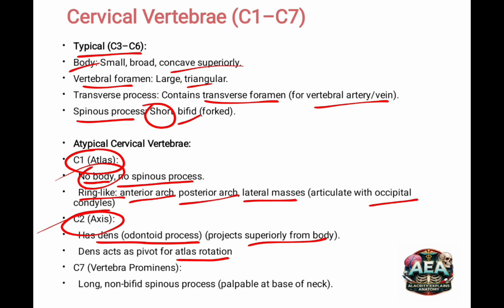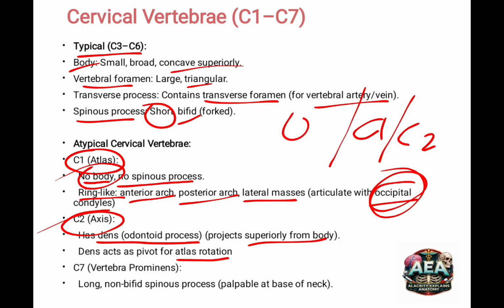So the odontoid process on the axis, which is C2, forms a pivot joint with C1, which is the atlas, that helps for rotation. So the joint between these two bones helps for rotation of the neck, specifically rotation, while the joint between the occipital condyles and C1, let's say this is the occipital condyles.